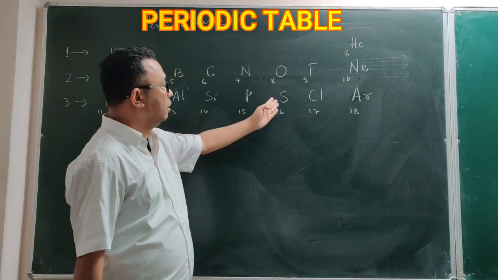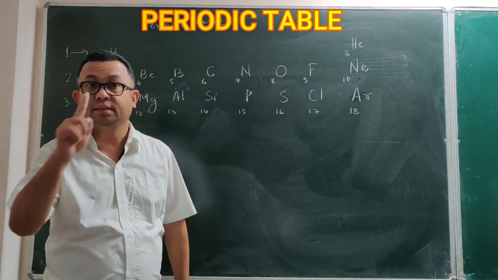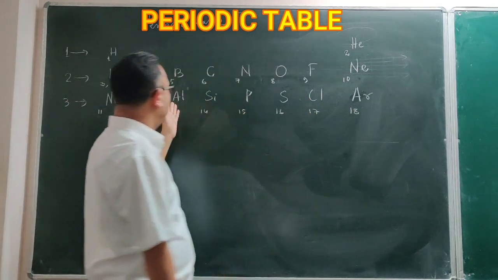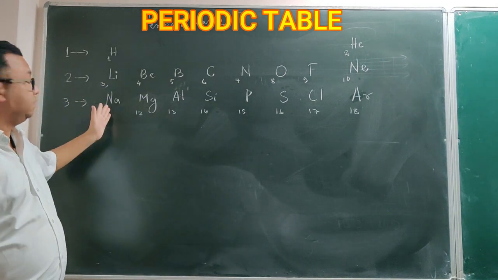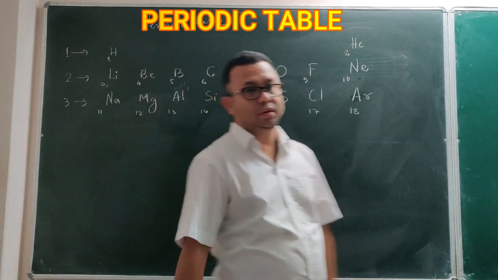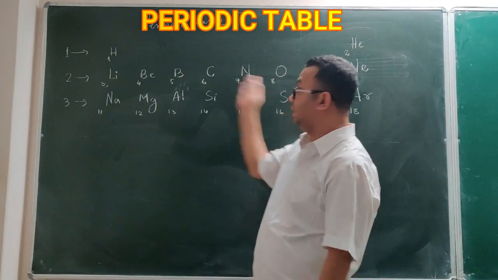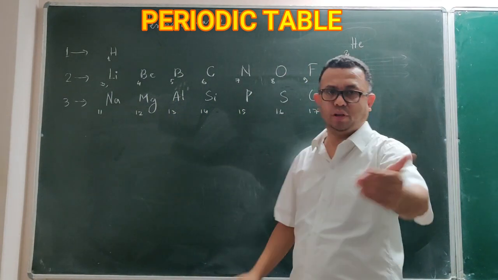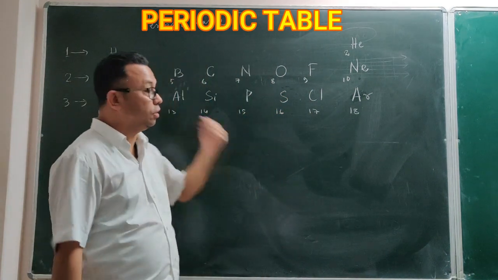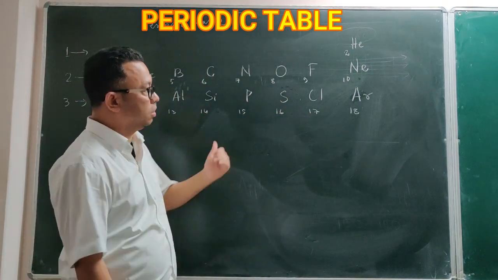That means sulfur has an atomic number of 16. Sulfur has 16 electrons. Argon has 18. Aluminum has 13. Sodium has 11. This is something which you have to learn: to write the 18 elements in the same sequence. I know many of you can write it, you have learned this in class 9. Some of you have even memorized the order of this.